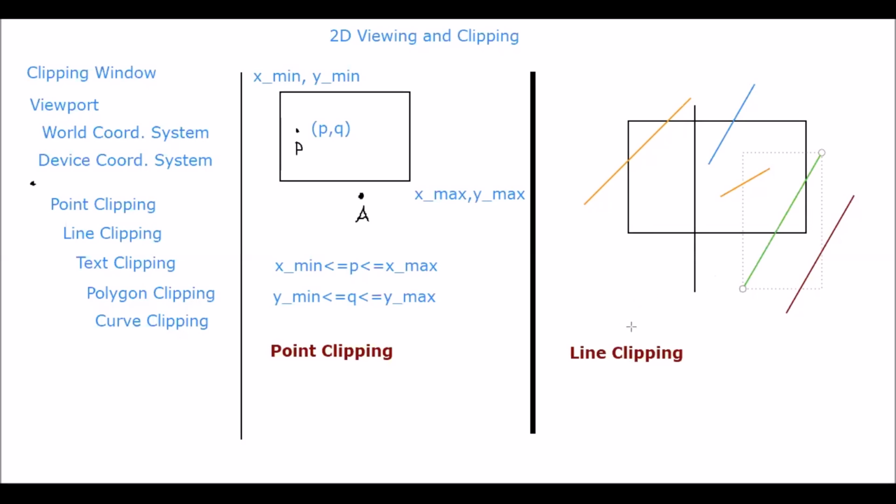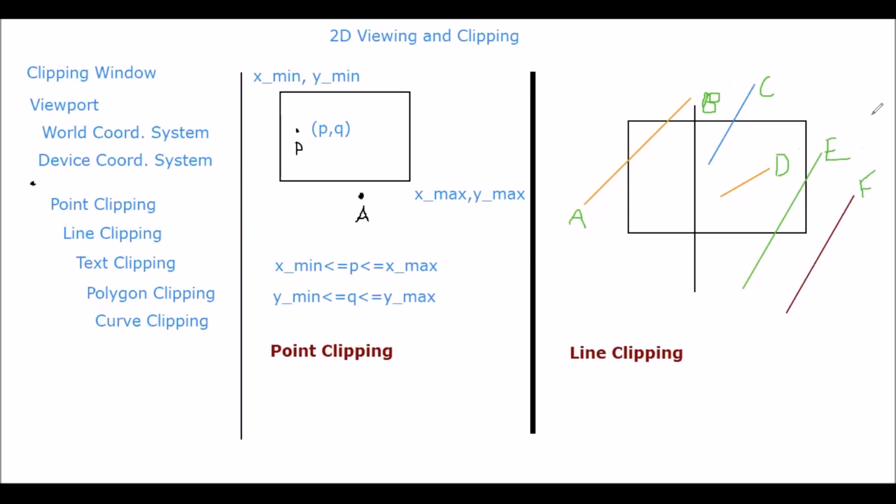So these are some of the lines. Let's say this is our A line, this is B, sorry, this is C, this is D, this is E, and this is F. Pardon my drawing. Okay, so here we have different types of lines.